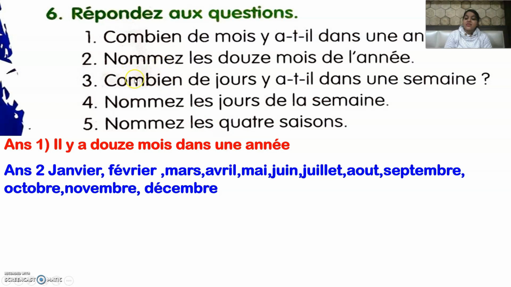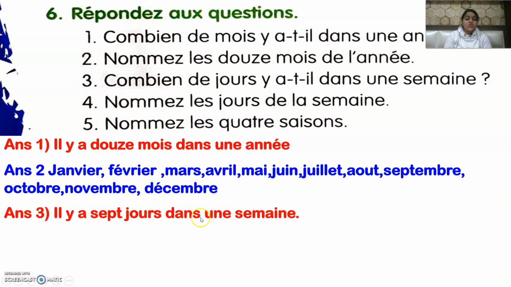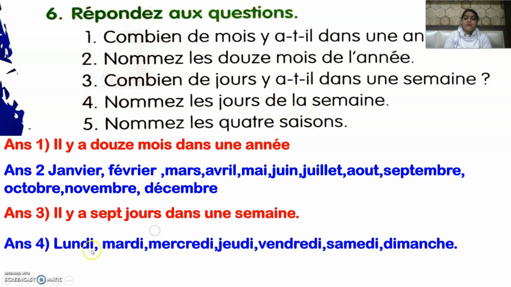Then third one, it says, combien de jours y a-t-il dans une semaine? That means how many days are there in a week? So you will write the answer, il y a 7 jours dans une semaine. That means there are 7 days in a week. Fourth question says, nommez les jours de la semaine. That means name the days of the week. So you will write down the answer, lundi, mardi, mercredi, jeudi, vendredi, samedi and dimanche.